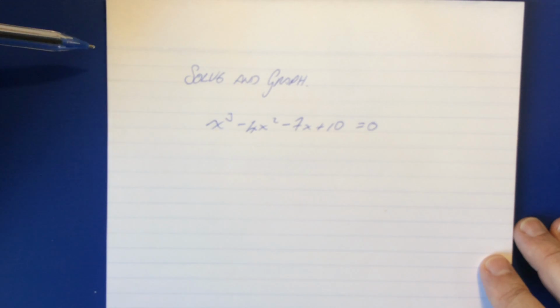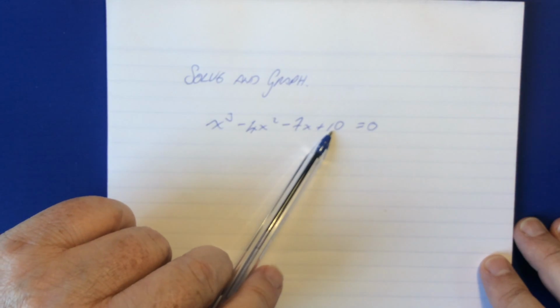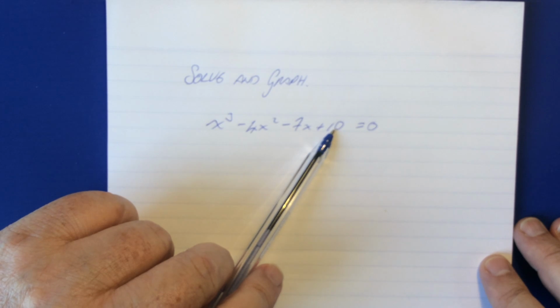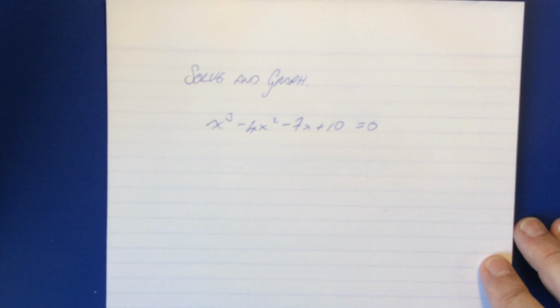Well, the first thing to say is that we do have some information already. This is our y-intercept. So that's something. And that's the easy part of it over.